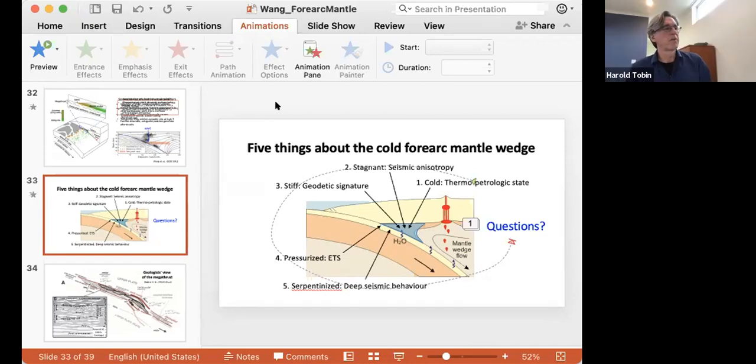Great. Brandon Shuck asks: what is the behavior of the mantle wedge in subduction zones where there is significant lateral migration and rollback, e.g. the Hellenic Trench? Will the cold wedge eventually heat up and change from stagnant to mobile state?